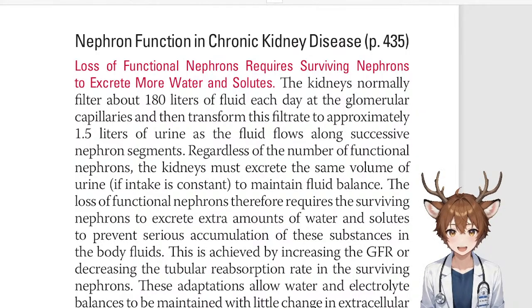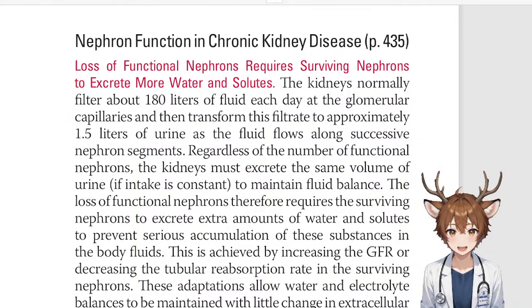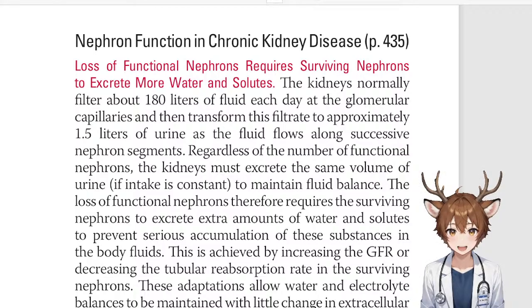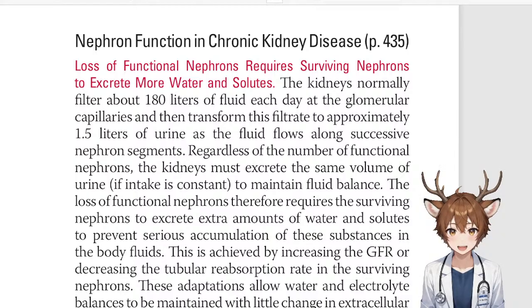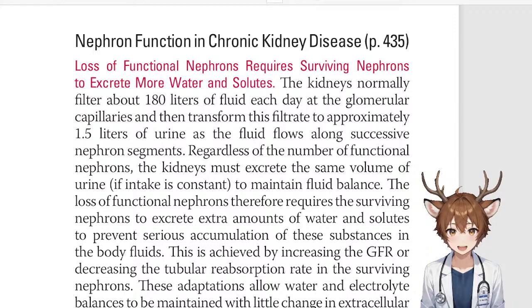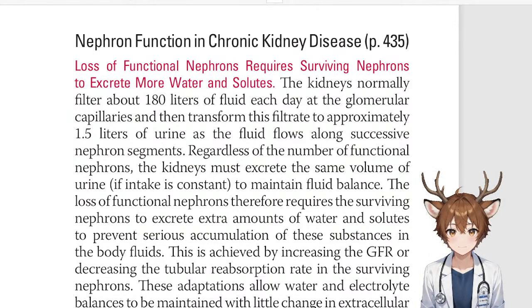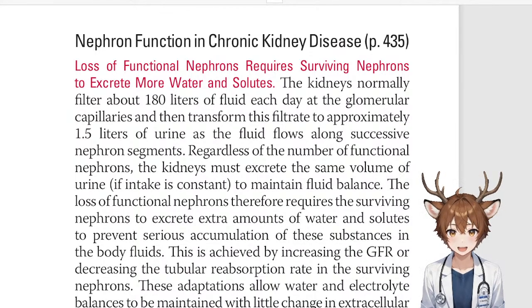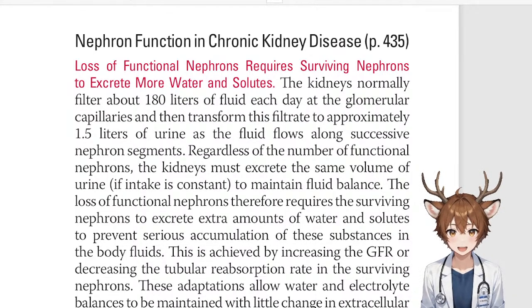Okay. Nephron function in chronic kidney disease. Loss of functional nephrons requires surviving nephrons to excrete more water and solutes. The kidneys normally filter about 180 liters of fluid each day at the glomerular capillaries and then transform this filtrate to approximately 1.5 liters of urine as the fluid flows along successive nephron segments. Regardless of the number of functional nephrons, the kidneys must excrete the same volume of urine if intake is constant to maintain fluid balance. The loss of functional nephrons, therefore, requires the surviving nephrons to excrete extra amounts of water and solutes to prevent serious accumulation of these substances in the body fluids.